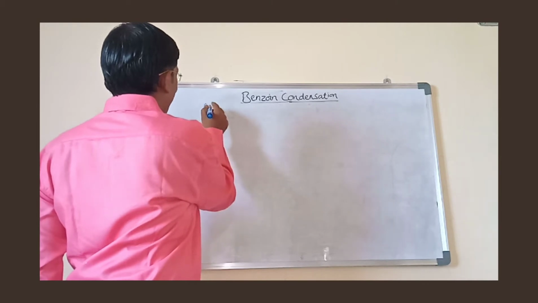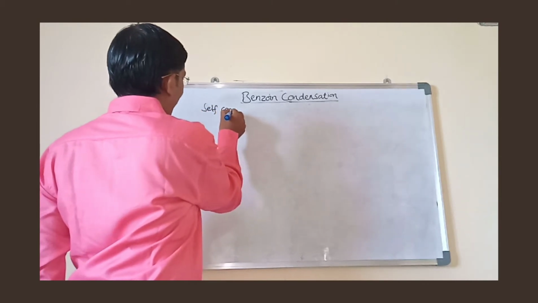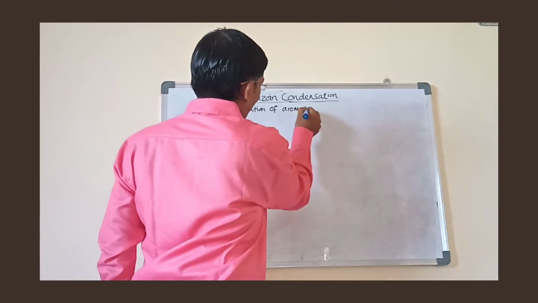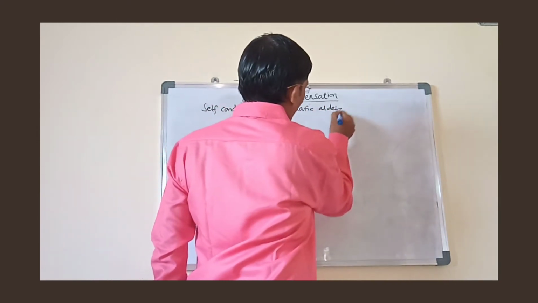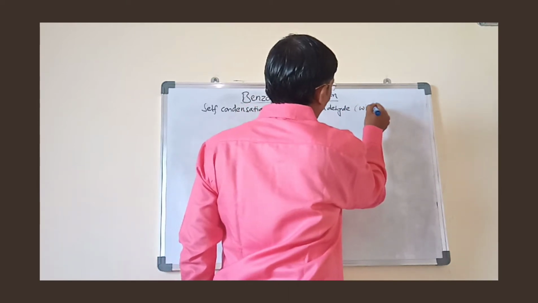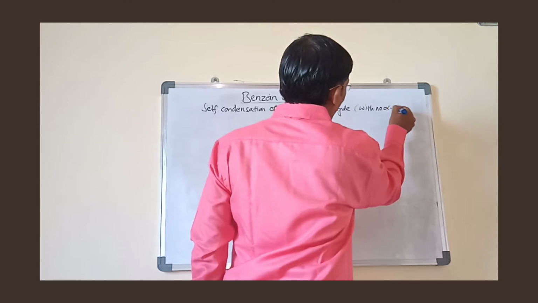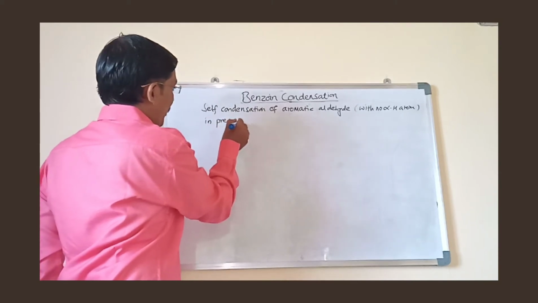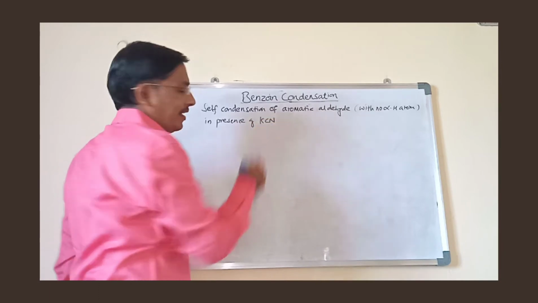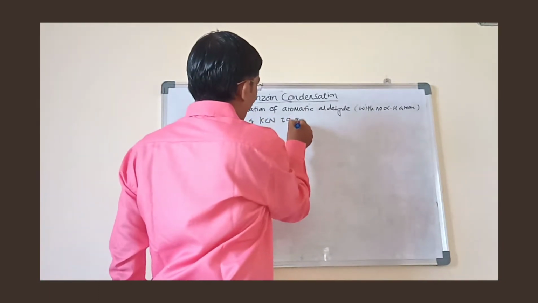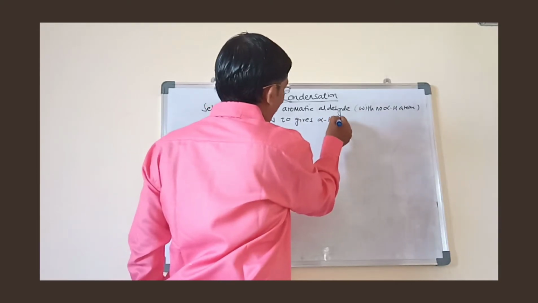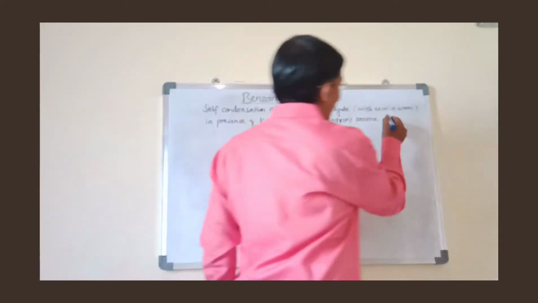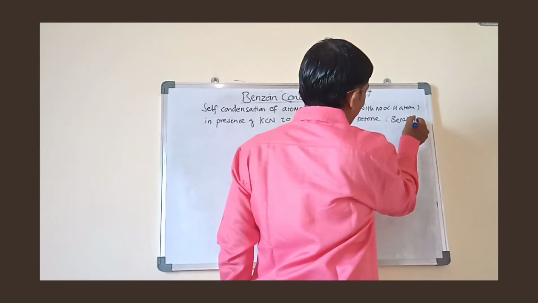That is self-condensation of aromatic aldehyde with no alpha hydrogen atom in the presence of potassium cyanide, cyanide ion, to give alpha hydroxyketone, which is also known as a benzoin, and this reaction is known as a benzoin condensation.